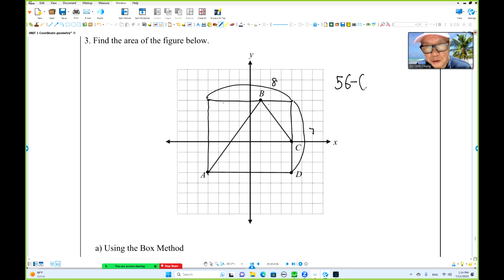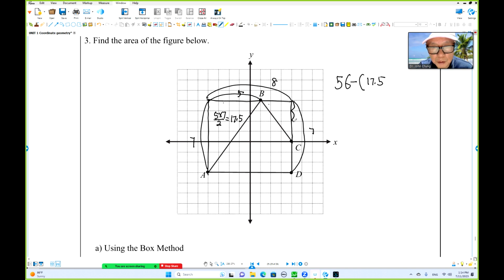We take off two triangles over here. This one is 5, this one is 7. That's right. 5 times 7 and divided by 2. 35 divided by 2 is about 17.5, okay? That's 17.5. Take off this one.